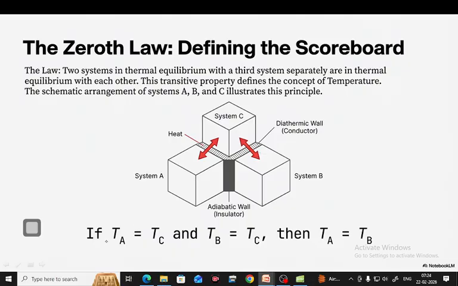So what we get here: if TA is equal to TC and TB equal to TC, then TA is equal to TB, right? So here you get the zeroth law of thermodynamics, that two systems in thermal equilibrium with a third system separately are in thermal equilibrium with each other. This transitive property defines the concept of temperature.